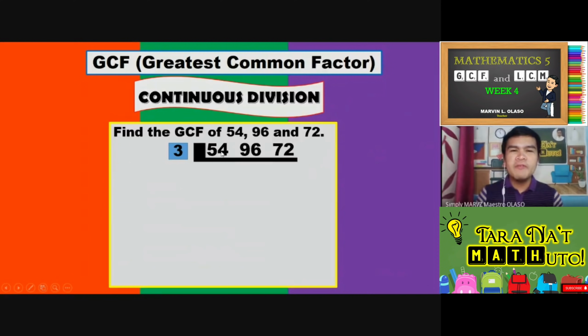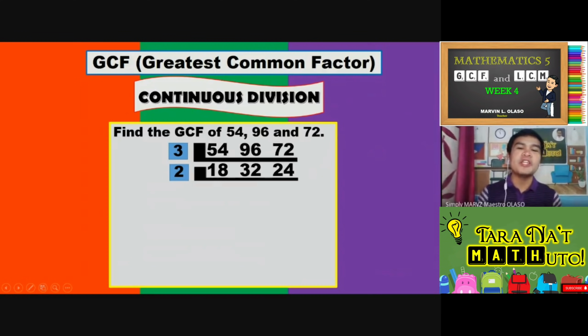Okay, so let's divide 54, 96, 72 by 3. Walang remainder, we have 18, 32, 24. Okay. Diyan sa tatlong number na yan, is there any another number na pwedeng i-divide? 2, kasi nga even numbers, no? So, pwede naman. 18 divided by 2, 32 divided by 2, 24 divided by 2 equals 9, 16, and 12.